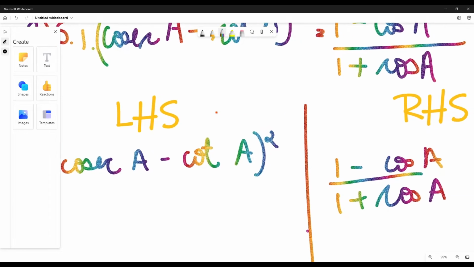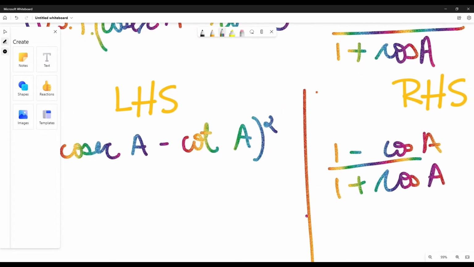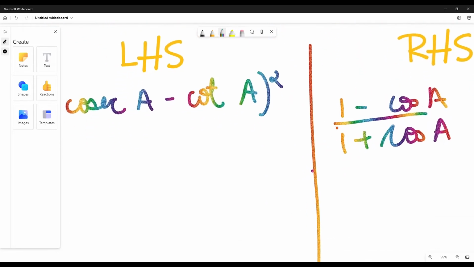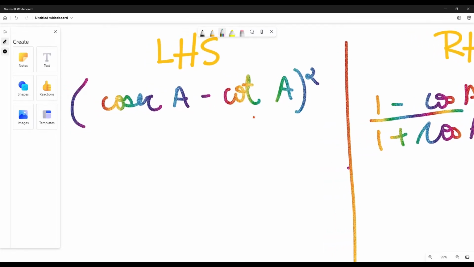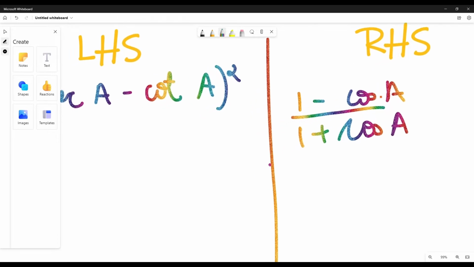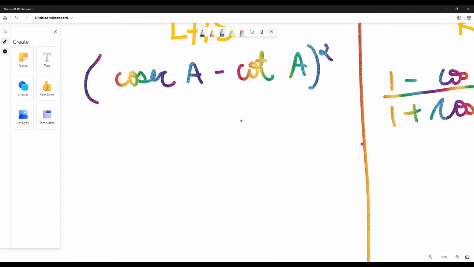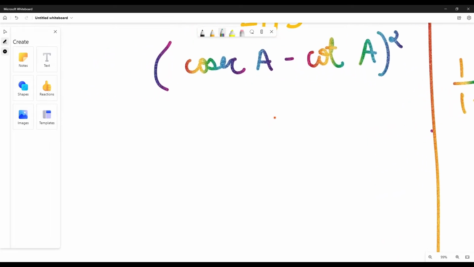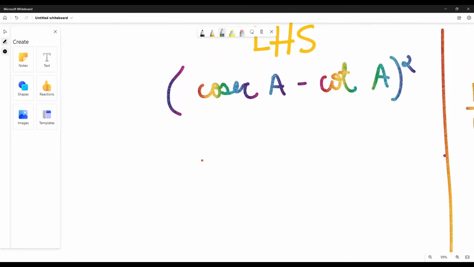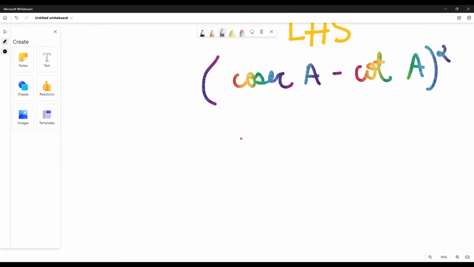Firstly, we will write LHS and RHS as usual. Put a line in between, dividing the border. Then we have to write the same question, the LHS here and the RHS here. We just need to write it for the sake of reference, and it has to be written every time. You cannot skip it. This is a necessary step. So let's begin with the LHS.